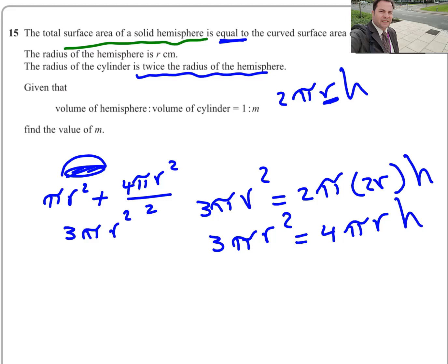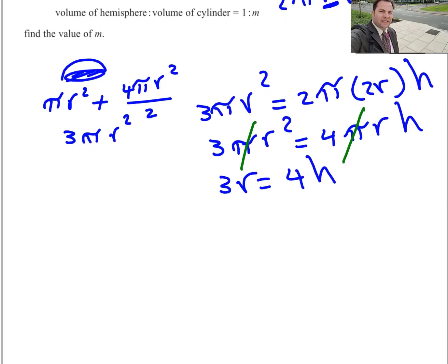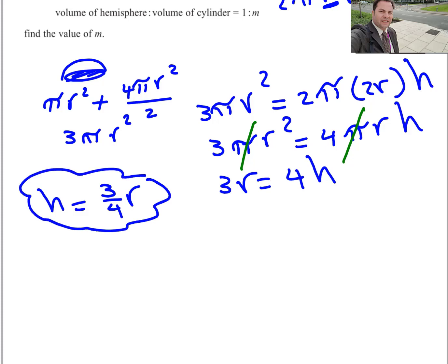Divide both sides by pi, you can remove it now, and also divide by r, so 3r is equal to 4h. From this equation you can make r the subject or you can make h the subject. If I write h as the subject, h is equal to 3 over 4 r. This is the relation between r and h.